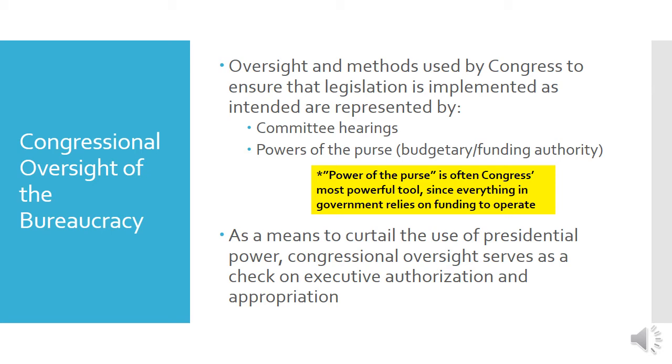As a means to curtail the use of presidential power, congressional oversight serves as a check on executive authorization and appropriation. Again, just highlighting the fact that this is one of the checks and balances that Congress has against the executive branch.